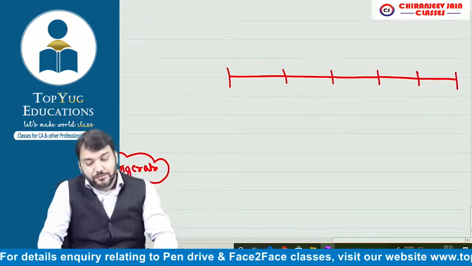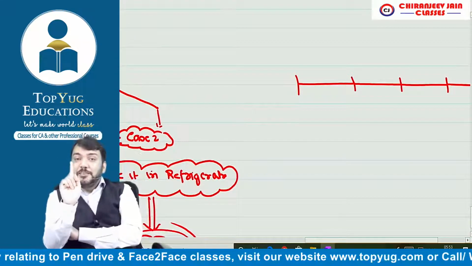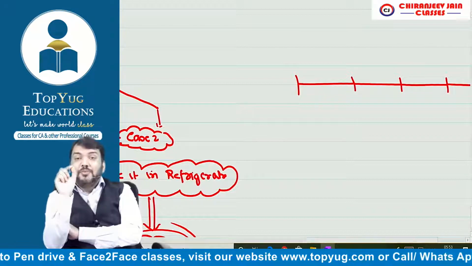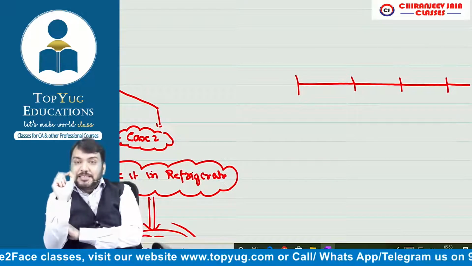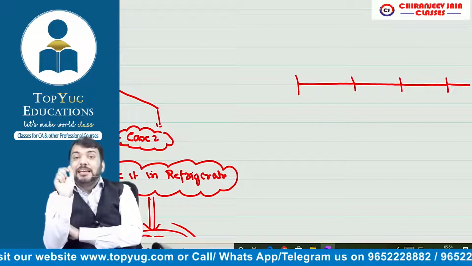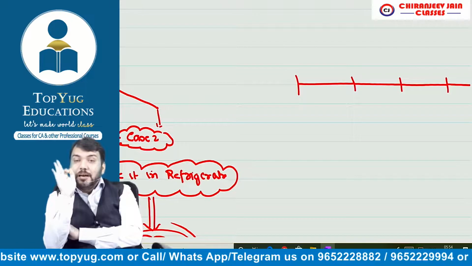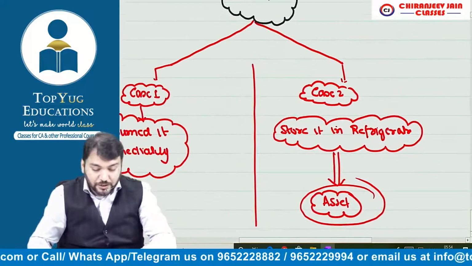Just try to understand. Right now, only examples. Till now we have not started recording. Right now we are identifying what is expense, what is asset. We are identifying what will be asset, what will be expense. Correct? Understood?